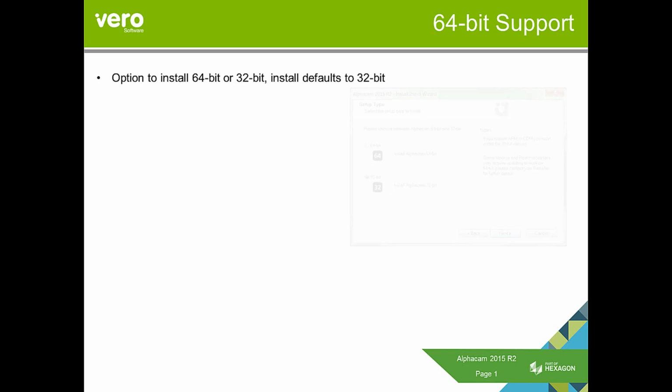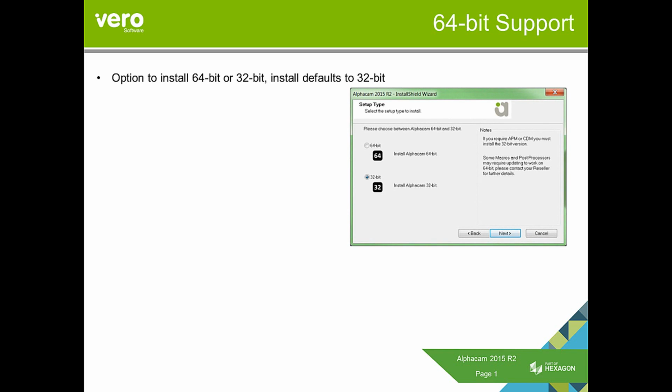Well, firstly, let's look at the change to the installation routine. Now, when you're installing Alphacam 2015 R2, you will be presented with this dialog box, which gives you the choice between installing the 32-bit version or the 64-bit version. If you install 64-bit, you need to be aware that you may have to update some VBA macros or some VBA post-processors. If you use APM or CDM, you should also install the 32-bit version.